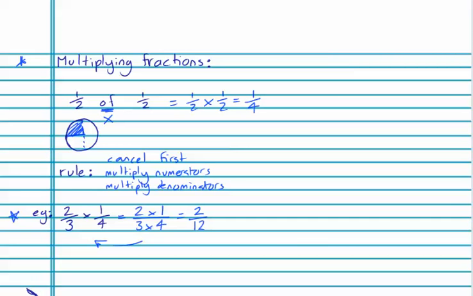Now see, we can simplify that because 2 goes into both the top and the bottom. So I divide by 2 on the top, leaving me 1, and I divide by 12 on the bottom, leaving me 6. That's 1/6.